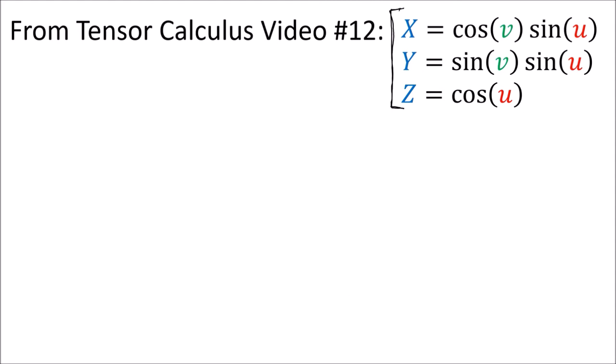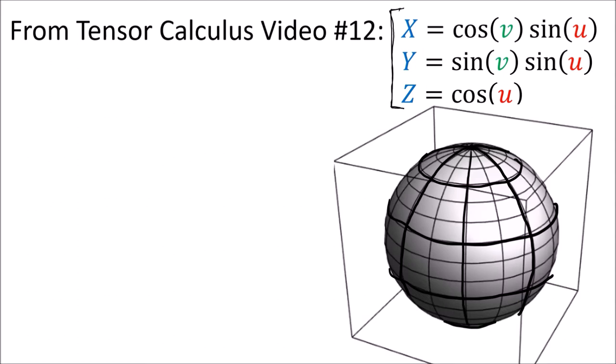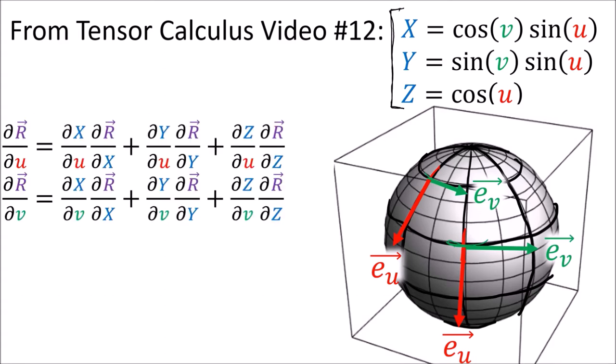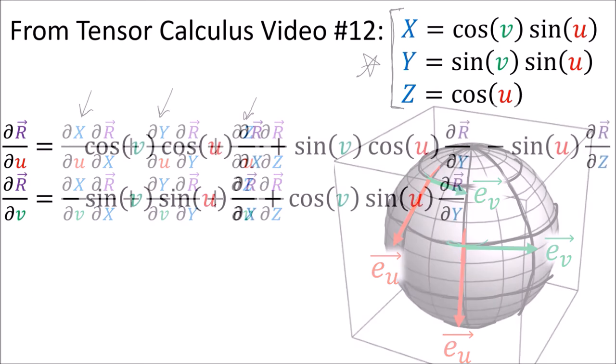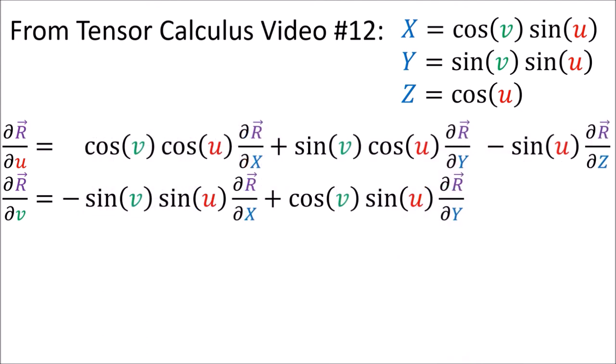Now recall that the tangent vectors along the sphere are just the partial derivatives along the u and v curves. So along the u curves we get these tangent vectors, and along the v curves we get these tangent vectors. And we calculated the formulas for these tangent vectors using the multivariable chain rule and just subbing in these partial derivatives calculated from these formulas. And again, since I've already gone through this in video 12, I'm not going to do it again, but it's not hard to check that these are the formulas you'll get from chain rule.